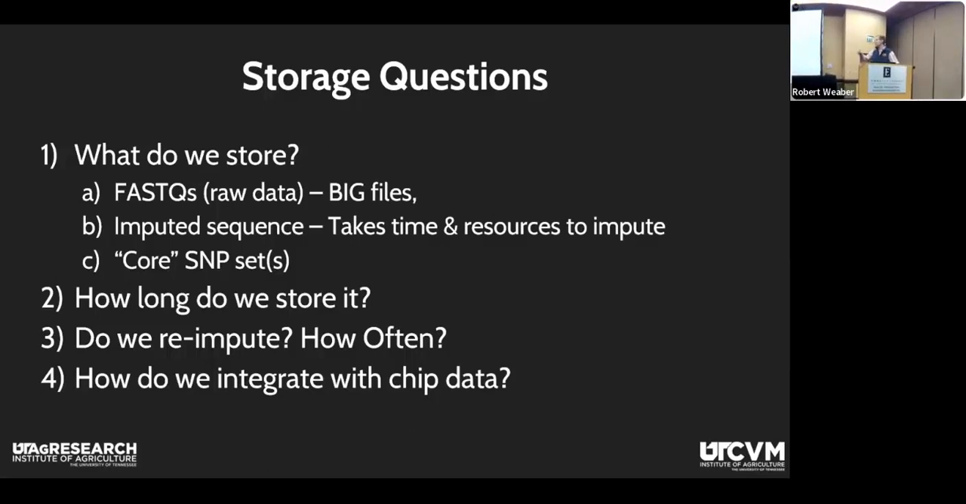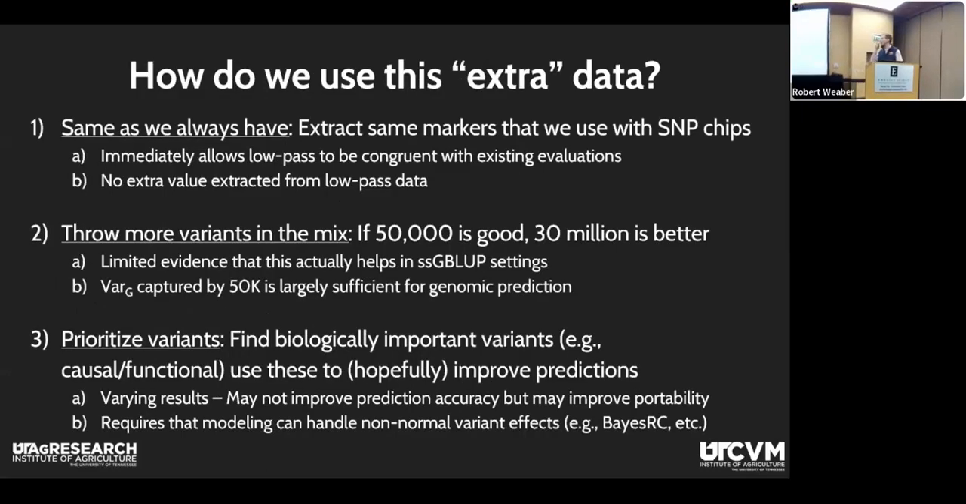And then ultimately, the question we'll have to tangle with in the immediate term is, as we make a shift towards low pass, how are we going to integrate this with chip data? There are a number of different ways that I can see that we would do this, but none of them is particularly straightforward. And then the million-dollar question is, how do we use the extra data?